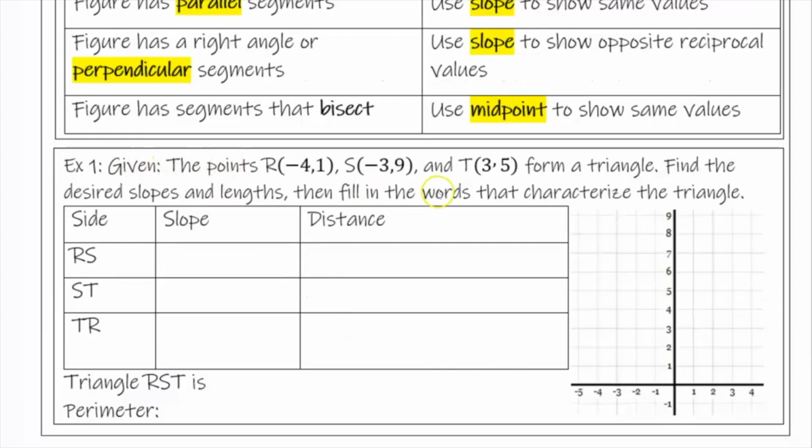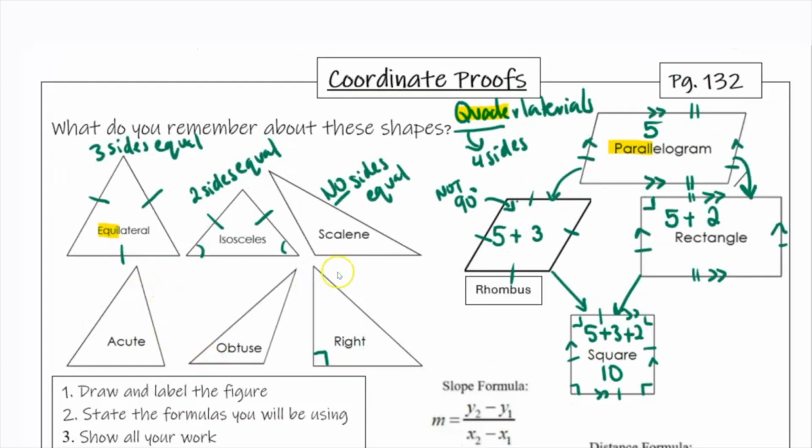So if you're given these points and told it forms a triangle, find the desired slopes and lengths, then fill in the words that characterize the triangle. So they're going to say, find the slope for everything, find the distance for everything, and then using your definitions here, tell me what kind of triangle it is.